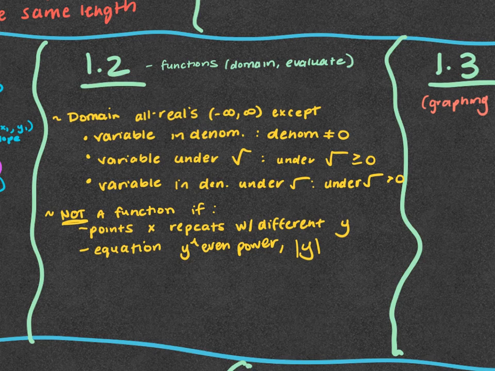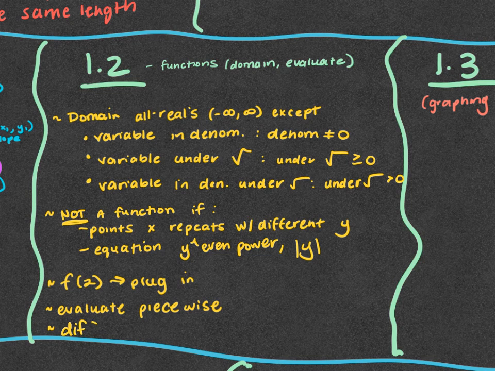Okay, we had evaluate a function. In this case, if I had f of 2, remember this is where we plug in. We also had piecewise functions in here, where you had to figure out which part of the piece to plug it into. The graphing didn't come till the next section. And we had difference quotient.